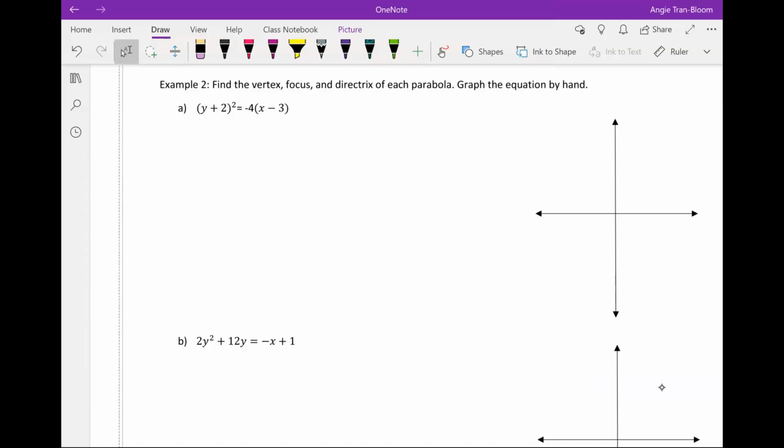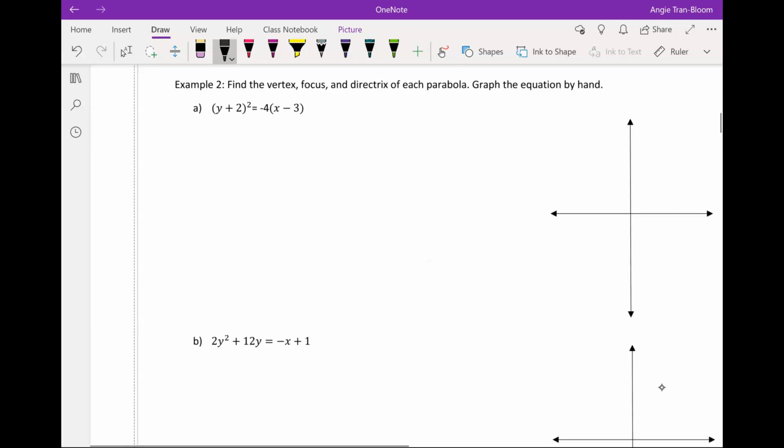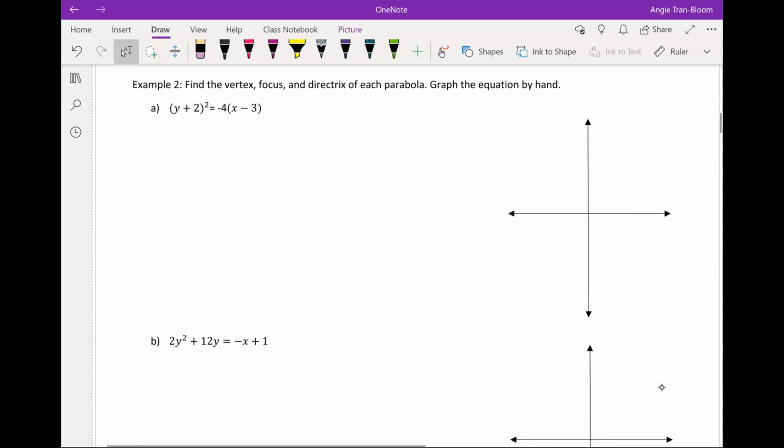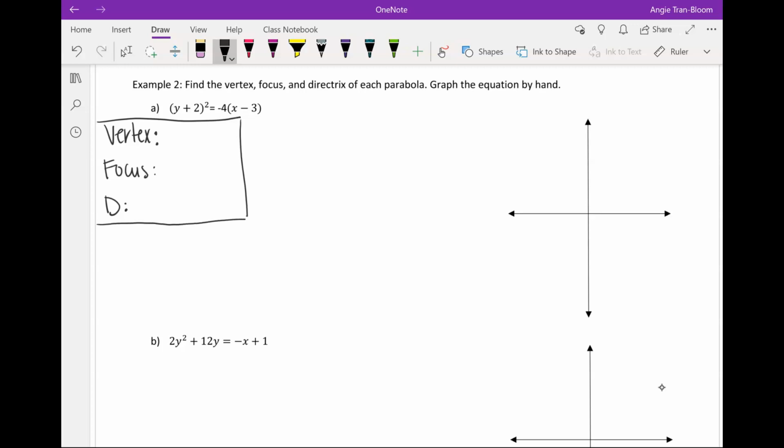All right, guys, here is example 2 for 10.2. Find the vertex, the focus, the directrix of each parabola, and graph it by hand. I want to make sure that I am writing down all of the things they are looking for. So first, it wants us to find the vertex, find the focus, find the directrix, big D, of each parabola, and then graph it by hand. All right, so these are all of the things that we are supposed to answer.